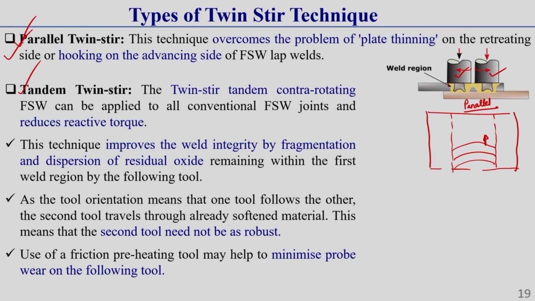This technique overcomes the problem of plate thinning. Whatever chance of plate thinning there is, we can generally overcome it by using the twin stir friction stir welding process.